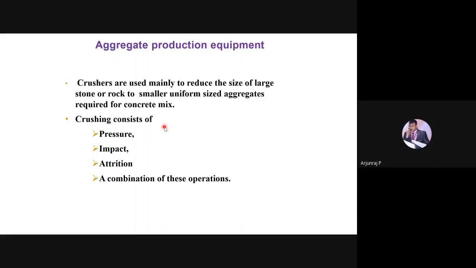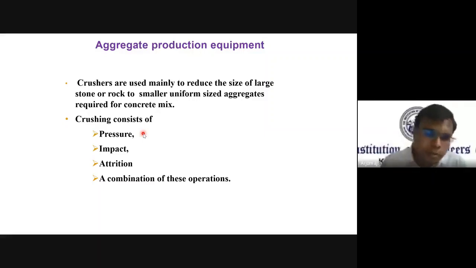When I say crushing, it involves pressure, impact, attrition, or a combination of pressure, impact, and attrition. In this process, it is mainly used to reduce the size of a large stone or rock, from a big rock having a bigger diameter and irregular shapes. The first process will be with some pressure. It will reduce the size of a rock or object, and it will not only reduce the size or shape, but also help you maintain uniform size, as required for a concrete mix.